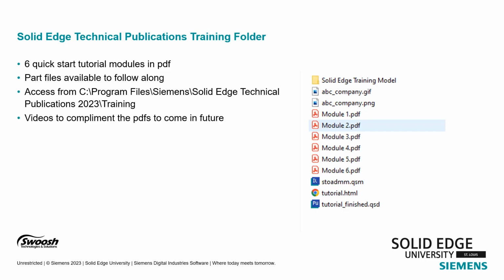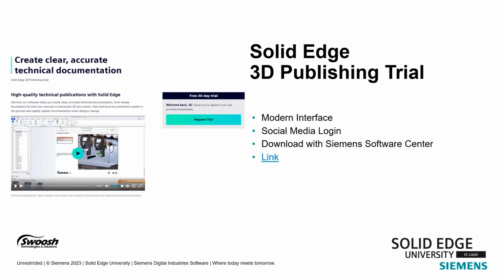So as we wrap up the presentation for today, I wanted to end by providing you with some information about resources that are available from a training perspective. In Solid Edge 2023, if you go to the program files area for Solid Edge, you'll notice there is a folder for Solid Edge technical publications, and then a training folder there which includes 6 modules or tutorials to help you play with the software and get some hands-on experience. In the future, we're going to have some complimentary videos that go along with the PDFs. That's if you do have the software today.